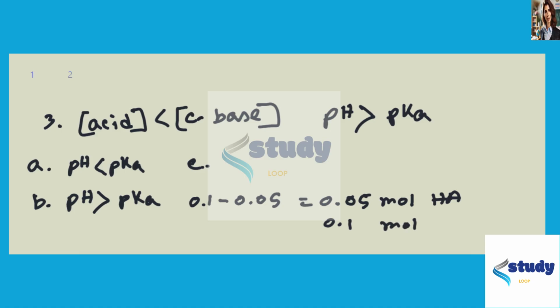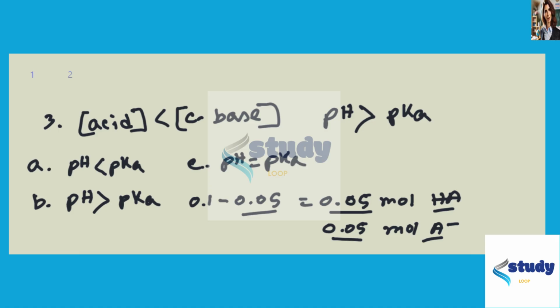Oh no, in this case the final number of moles of A minus will also be 0.05, since 0.05 mole hydroxide ion has consumed 0.05 mole HA. That means in the remaining solution we have 0.05 mole HA and 0.05 mole A minus. The number of moles of HA and A minus is the same in the same volume, so in this case pH will be equal to pKa.